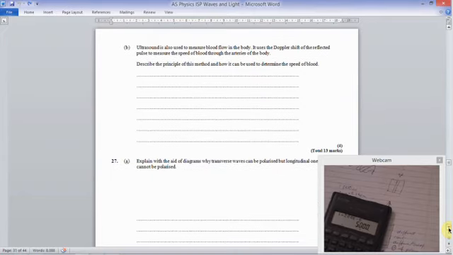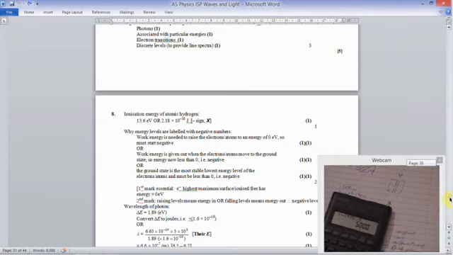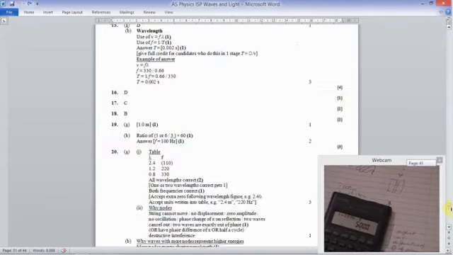Right, let's have a look and see what actually happens. Remember, we're looking at the change in frequency compared to the change in speed. Alright, let's see what they've said.